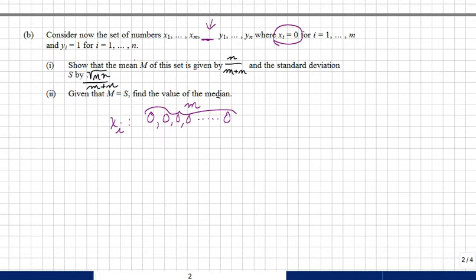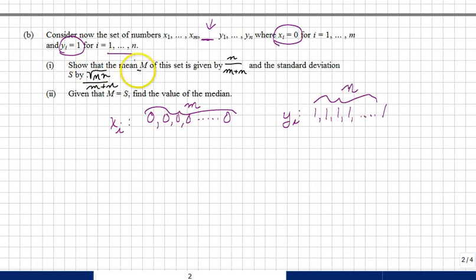There's m terms. And then the other set is y sub i, and that goes from 1 to n right there, and every y sub i is equal to 1. So this sequence goes like this: y sub i, it goes 1, 1, 1, 1, etc., up to the last term, which is 1, and you have n terms of those. You don't know how many, you just have n ones, and you have m zeros. Okay, now that we've got that straightened out, it's going to make this problem a little bit easier.